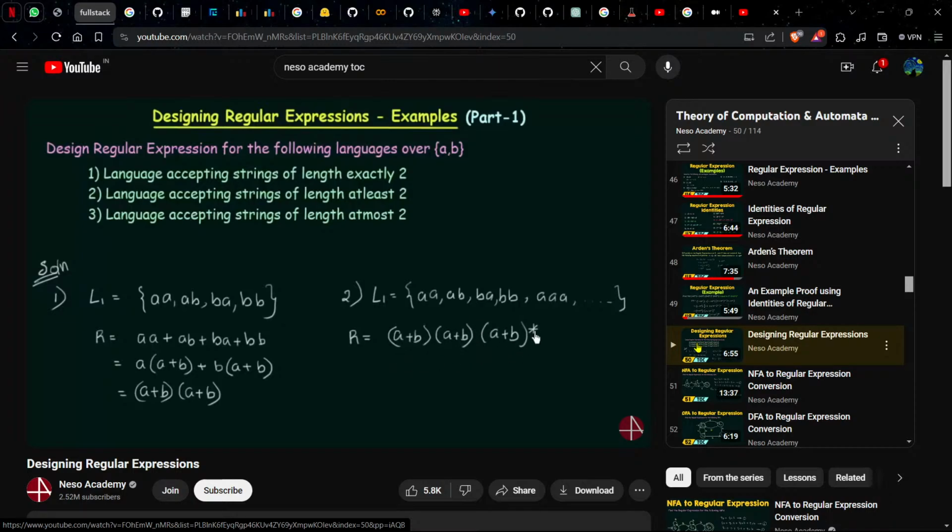So if you want it to be of length 2, you can just replace this star with 0. So this term will be cancelled, and you will have only these 2, and it will be of length 2. If you want it to be of length 3, you can give 1 over instead of star, so you will have A plus B, A plus B, A plus B.